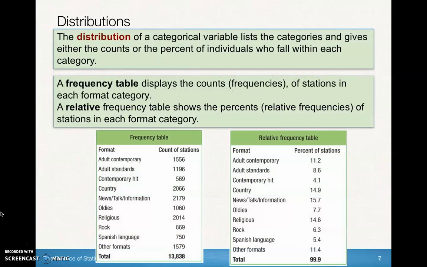We talked a little bit about frequency tables and relative frequency tables already, so if you want to pause the video here to get a better definition, you can absolutely do this.